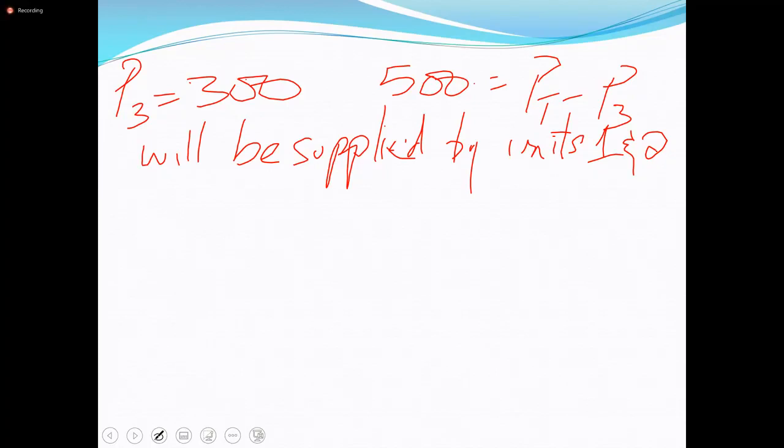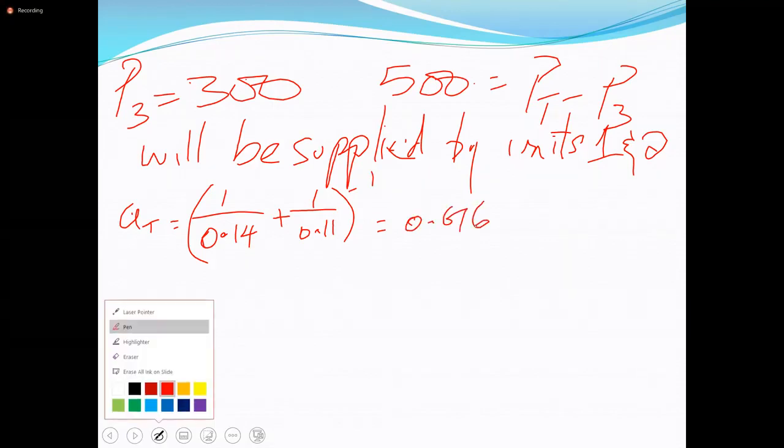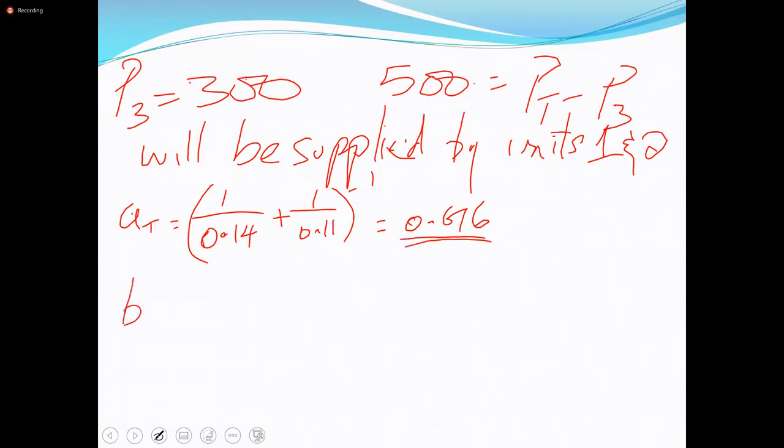So you're telling me about your new AT. AT is equal to 1/0.14 plus 1/0.11, and the result of that inverted to the minus one. So 0.0616. Actually, that's what I got in the calculator, sir. I got 0.0616. Yes, sir. Wow, brilliant. Okay. And so BT. 0.0616, sir.